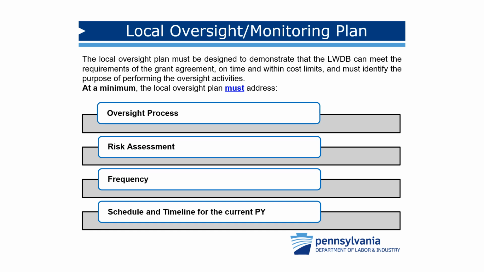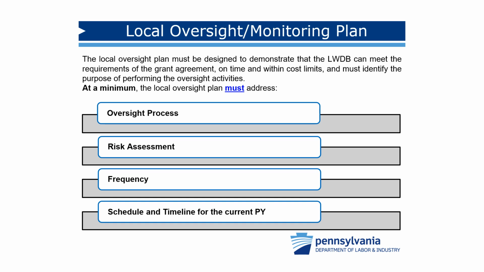What is required is a local monitoring plan. Unlike a policy, the monitoring plan is a living document and must be updated at least annually to address the required elements of the plan. These elements include a description of the local oversight process, addressing what the local board will monitor, how it will be monitored, how often monitoring must occur based on a required risk assessment, and the schedule and timeline for all monitoring activities in the current program year.